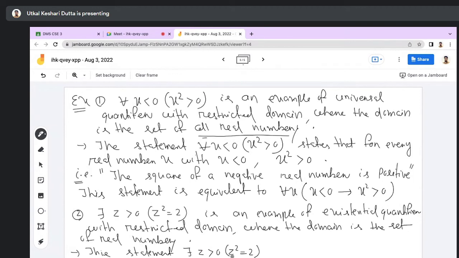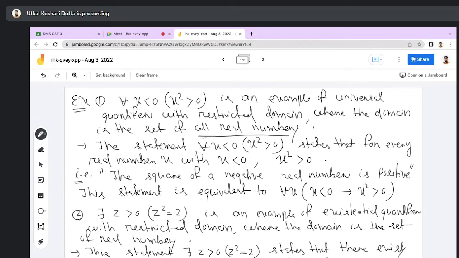I'm writing this statement. In the given statement, there exists z greater than 0 such that z square will be equal to 2. This means or states that there exists z greater than 0. That means z is a real number. So there exists a real number z, with z positive, such that z square will be equal to 2.